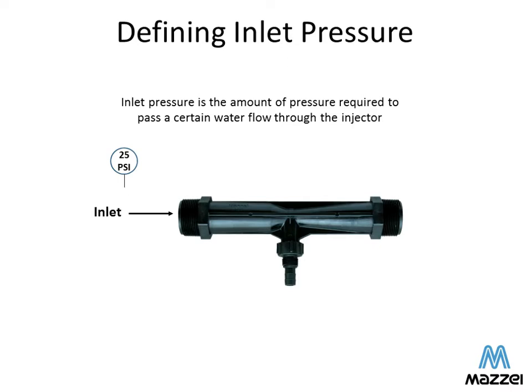So we define inlet pressure. The pressure at the inlet of the injector is what we call the inlet pressure, pretty straightforward. The inlet pressure is what determines the water flow through the injector, or the motive flow. Those are directly proportional. So as your inlet pressure goes up, your motive flow goes up. The amount of water that passes through the injector is directly proportional to that pressure at the inlet of the injector.